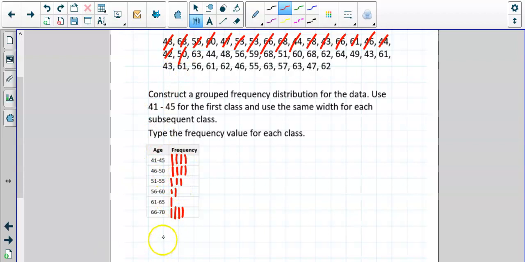Okay? So 63 is down in that group. 44. 48. 56. 59. 68. Almost done, guys. Almost there. 51. 60. 68. 62. 64. Of course, you could always speed this up a little bit to get to that end piece. Okay, you don't have to sit here and watch me do all this, but this is exactly what you're going to be doing for this problem.